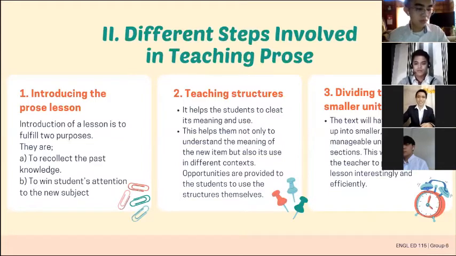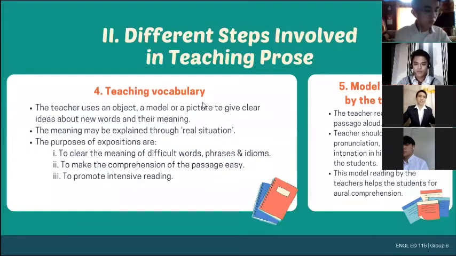Okay, so number 4 is teaching vocabulary. The teacher uses an object, a model, or a picture to give clear ideas about new words and their meaning. So anything that a teacher could use as material. The purpose of exposition is to clear the meaning of difficult words, phrases, and idioms, to make the comprehension of the passage easy, and to promote intensive reading.